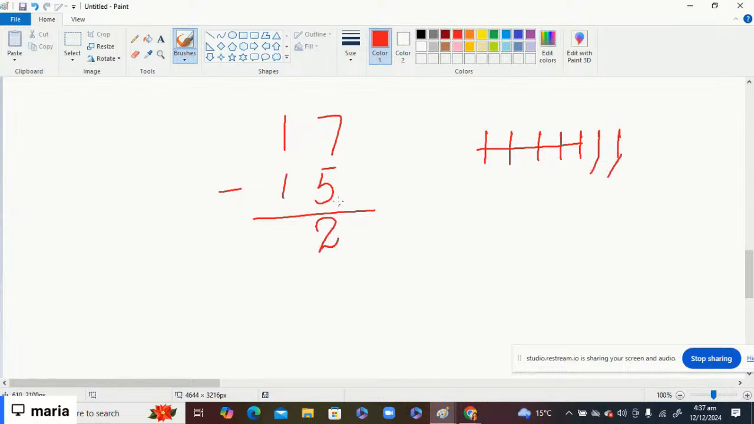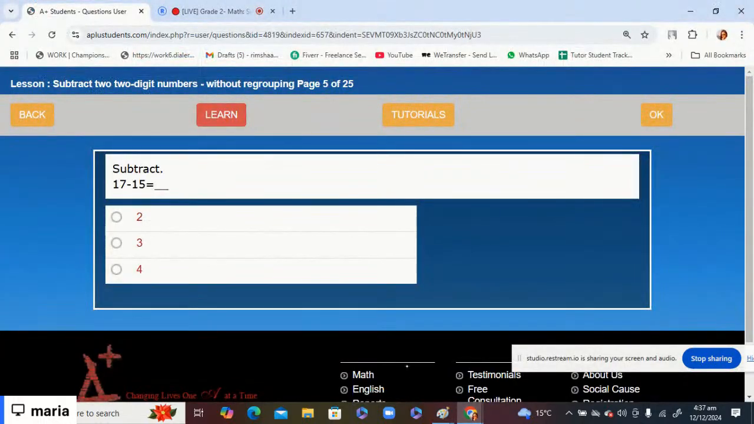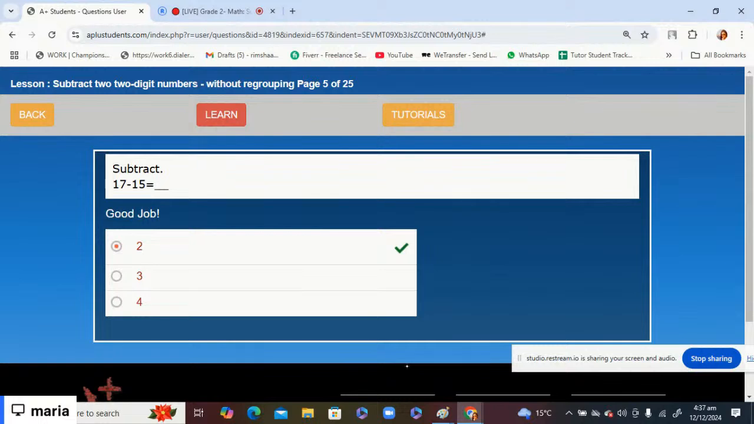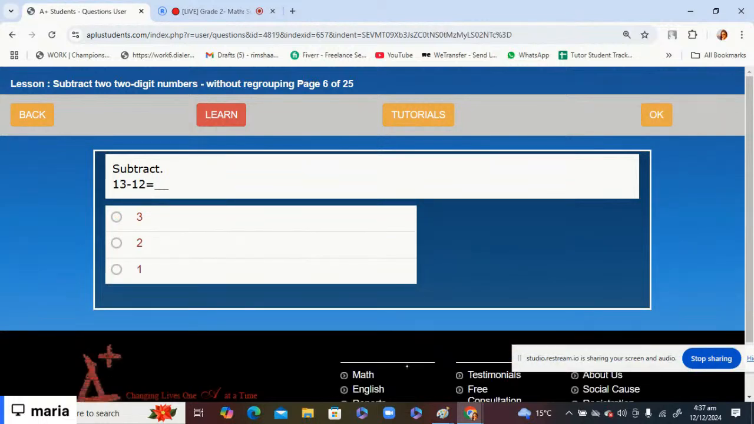So putting 2 here. Now 1 minus 1, that is 0. And 2 is left. So we are going to put it here, 2. Here we go with it. So solve the rest of the test questions by yourself. Now let's move to the next lesson.